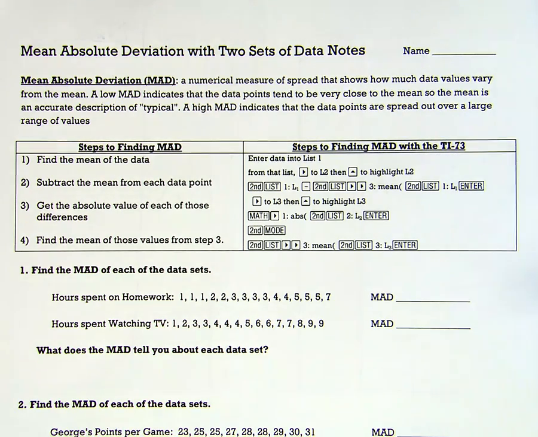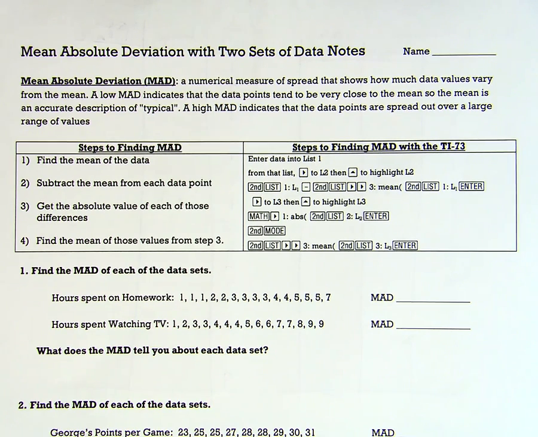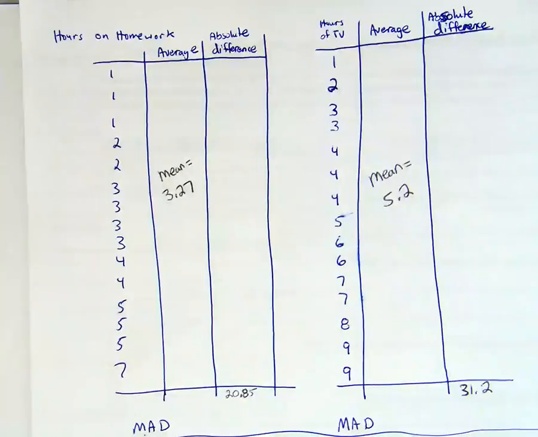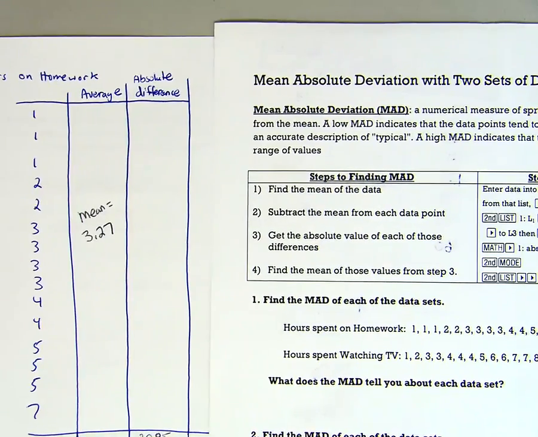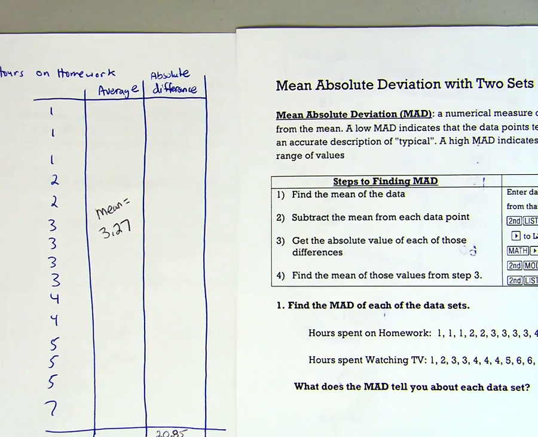So my first example, we have find the MAD of each of the data sets. The first one I'm going to look at is hours spent on homework. I have 1, 1, 1, 2, 2, 3, 3, 3, 3, 4, 4, 5, 5, 5, and 7. So my first step is to find the mean of the data. It's best for you to create a chart here.